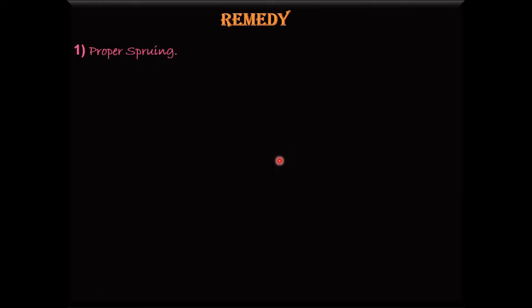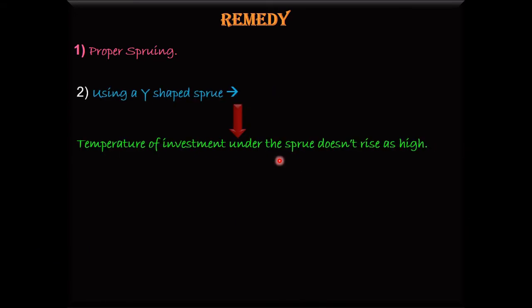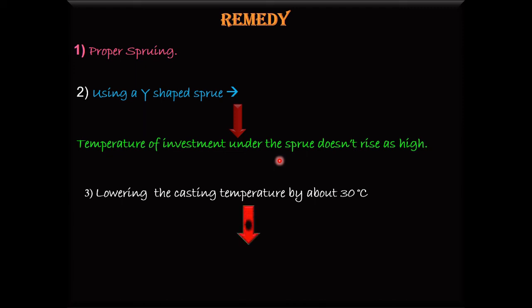So what is the remedy? The proper sprueing should be done. Using a Y-shaped sprue, the temperature of the investment under the sprue does not rise as high. Lowering the casting temperature by about 30 degrees Celsius will reduce the mold-melt temperature difference.